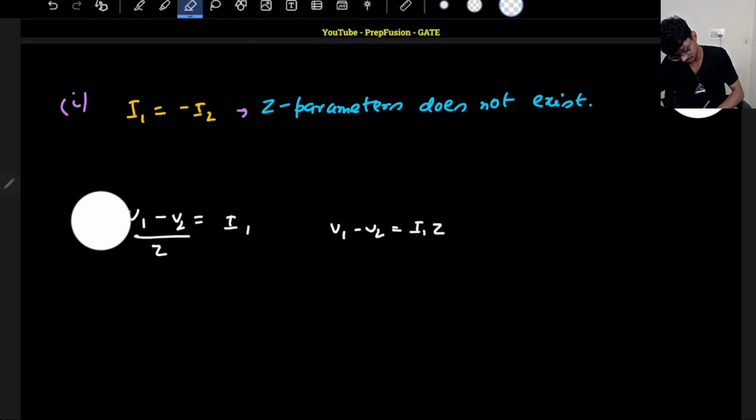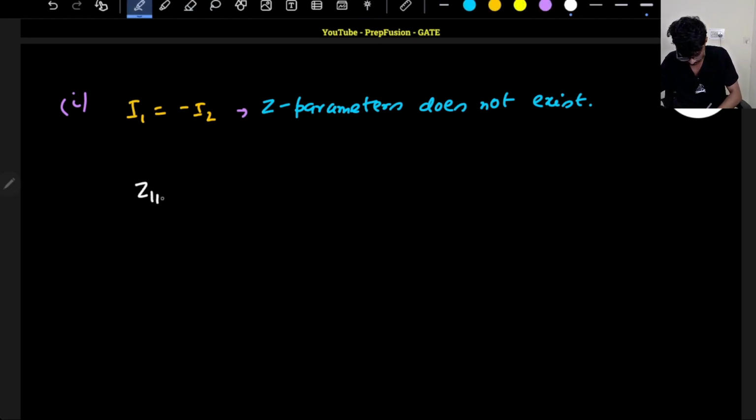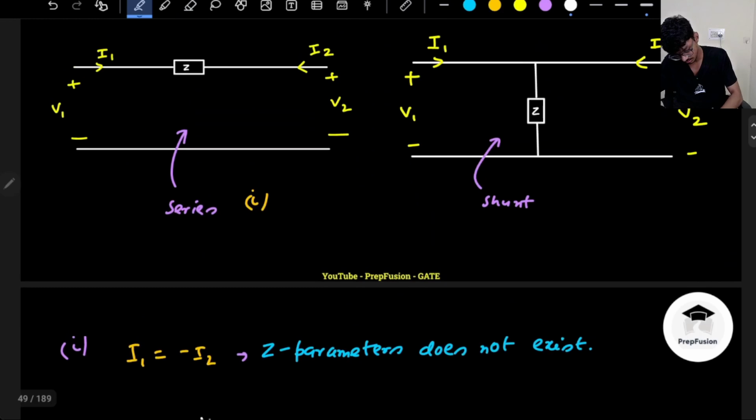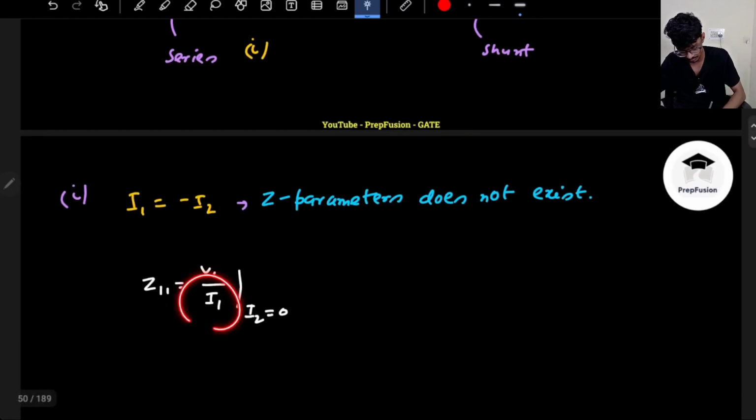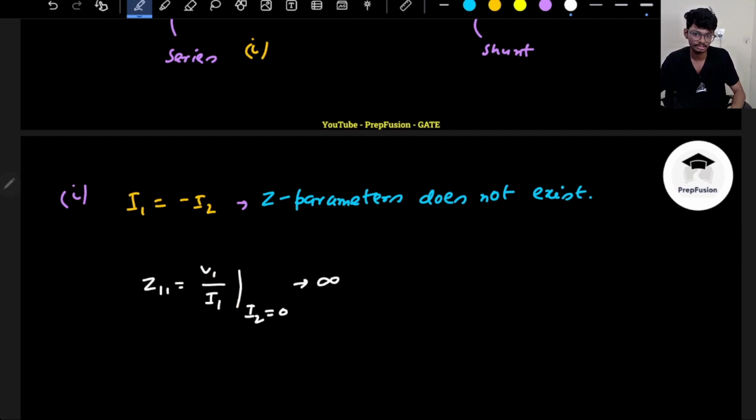Why? Because let's find out Z11. What is Z11? Z11 is V1 divided by I1 when I2 is 0. If you make I2 0, that means this terminal is open circuited. If I2 is 0, I1 is also 0 because they are in series. So if I1 is 0, this will be some finite voltage upon 0, so that will yield infinity. Same you can derive for the other Z parameters as well. Ultimately, you will get infinity.